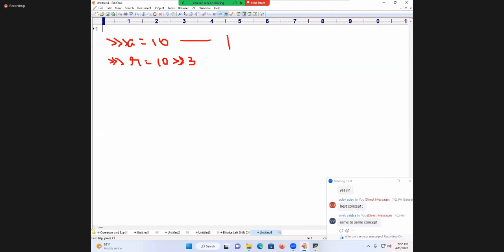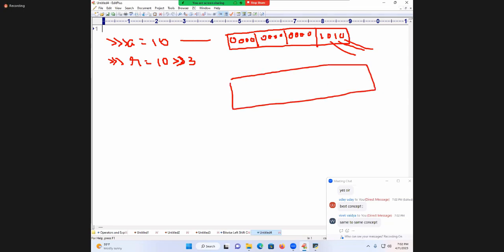How is the diagram represented here? 0, 0, 0, 0. What is next? 0, 0, 0, 0. 0, 0, 0, 0. And next is 1, 0, 1, 0. How many bits are you moving towards the right? So when 3 bits are moving, what will be happening? Is it moving towards right or not? What will the diagram become, students? Tell me. So this will become what?